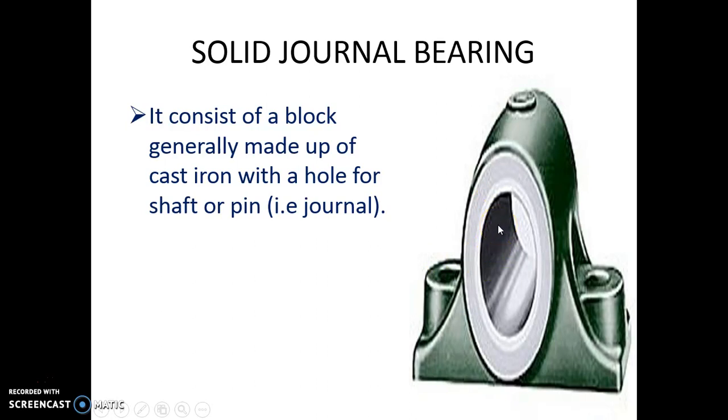Okay, so what are the disadvantages of the solid journal bearing? The shaft is in direct contact with this surface, so there will be wear and tear. In due course of time, there will be wear and tear, and if there is wear and tear, you have to completely replace this bearing, right? So that is the first disadvantage.